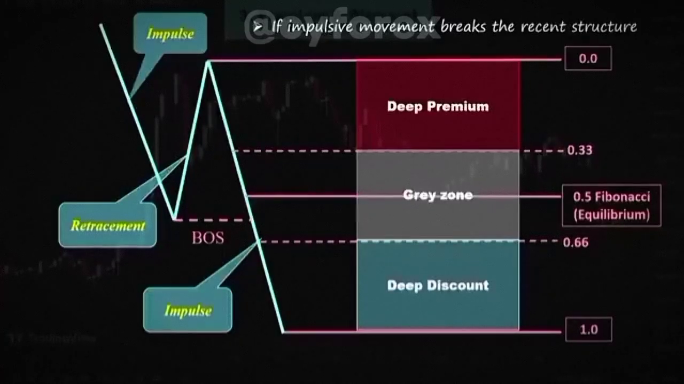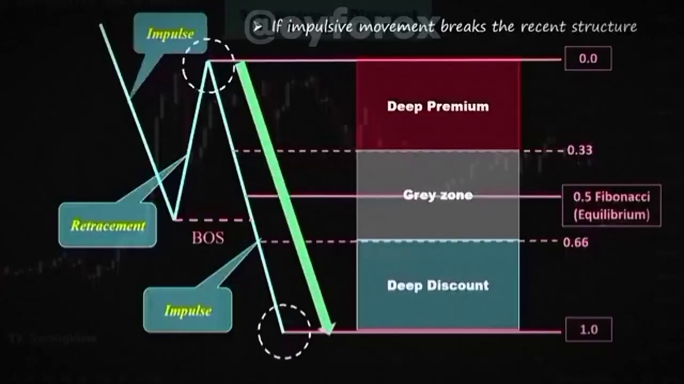It is relatively safer to trade in the gray area, but the closer you get to the premium or discount zone, the riskier it becomes to do the opposite of the zone colors. To draw the premium and discount zones in a bearish scenario, the Fibonacci tool is pulled from the start of the impulsive movement to the end of it. The same concept applies in a bullish scenario.